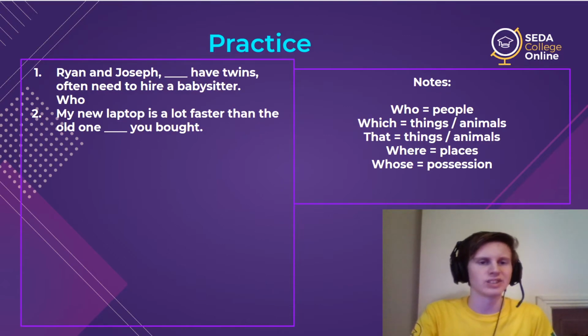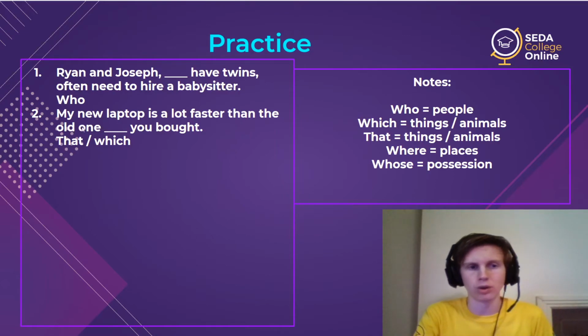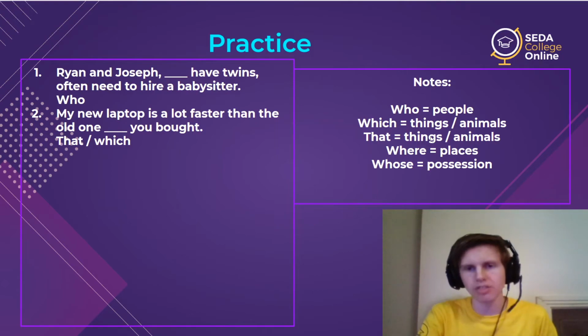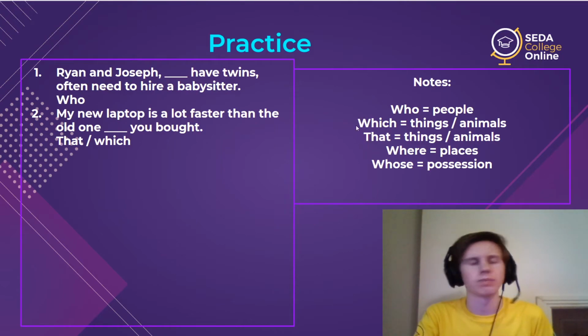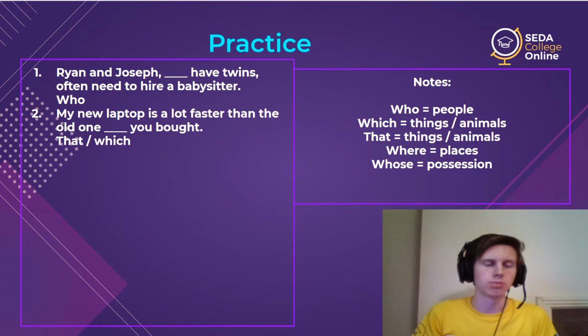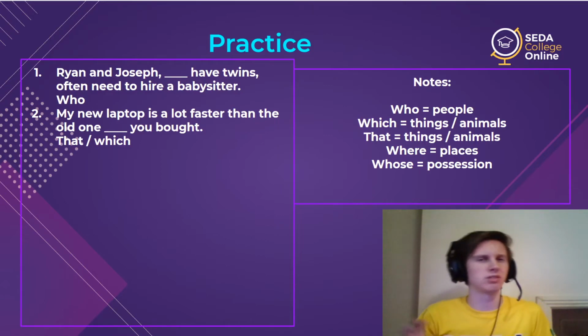All right, let's check. The correct relative pronoun is that or which. They're both correct. And so why? Well, the one here is a pronoun for laptop. And so I know laptop is a thing, so I can use which or that. In this situation, I think that is more natural. It's more often used. My new laptop is a lot faster than the one that you bought. Which sounds a little too formal to me.